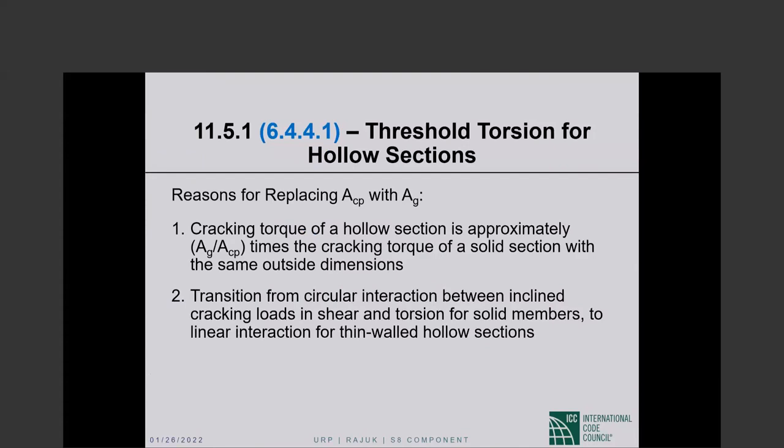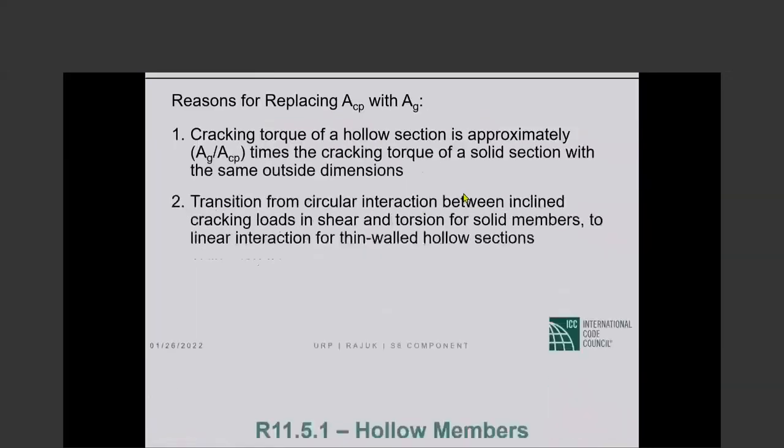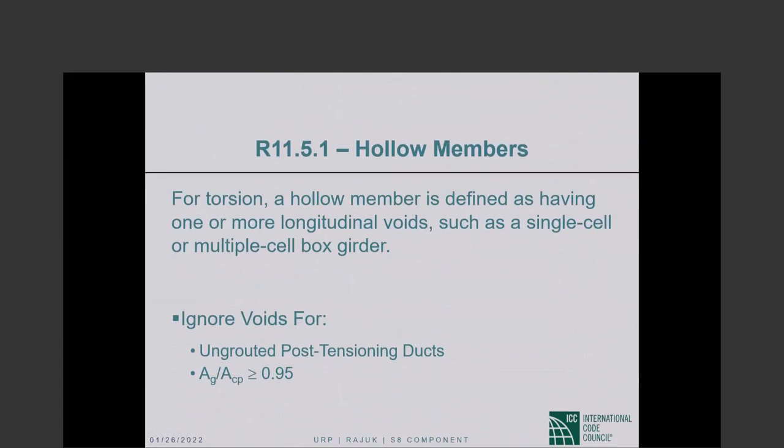Why do we replace A sub Cp with A sub G for a hollow section? The cracking torque of a hollow section is approximately A sub G over A sub Cp times the cracking torque of a solid section with the same outside dimensions. Okay, so this is why it is important to do what is suggested here: for hollow sections, replace A sub Cp with A sub G.